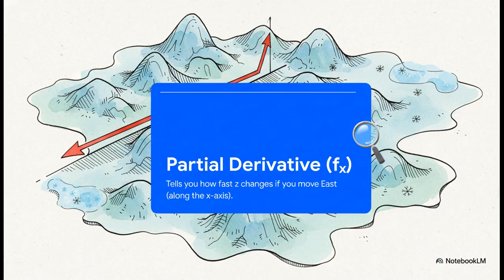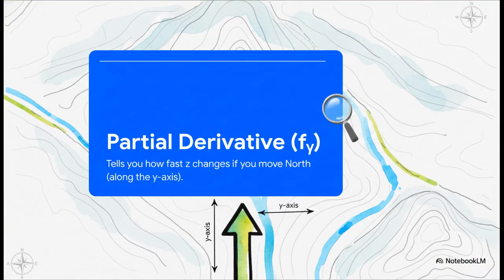You'll see it written as f sub x, and all it tells you is the instantaneous rate of change, the steepness, of the surface if and only if you're moving in that east direction. Everything else is just frozen. And you can probably guess what's next. The partial derivative with respect to y, or f sub y, does the exact same thing, but for our north direction. It calculates the slope you'd feel if you only moved parallel to the y-axis, keeping that x-coordinate totally fixed.